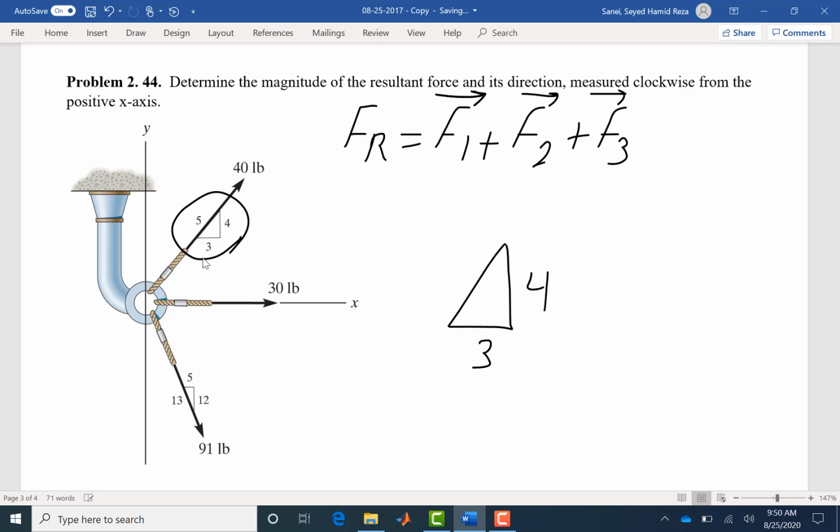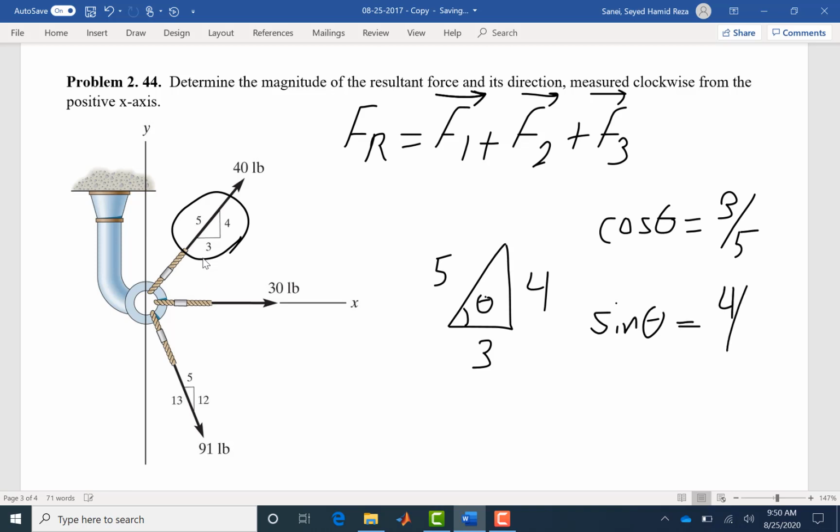3, 4, 5 triangle. Let's say this angle is theta. You can find this angle because you have the dimensions, but you don't need to find the angle and use something like arctangent or cosine inverse to find it. We can use this dimension in our calculation. What is cosine theta? Cosine theta is 3 over 5. What is sine theta here?